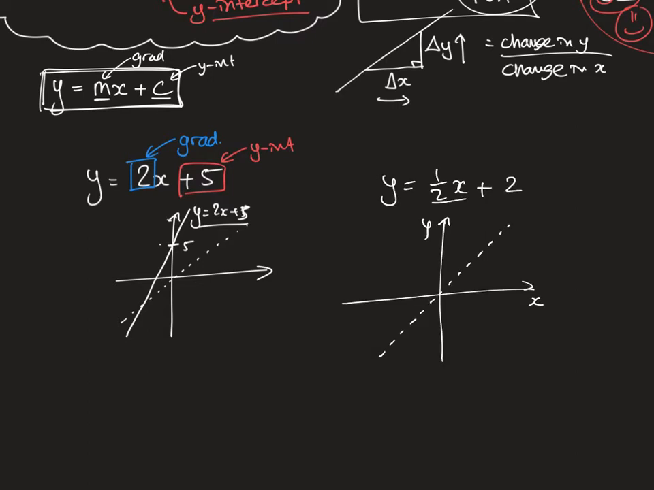Okay, it would actually be much less steep, and it would be crossing at 2, so it might look like that. Okay, so it's much less steep. Your steepness, essentially, or your gradient, will be, as I say, how much it rises over how much it runs, how much it goes along.